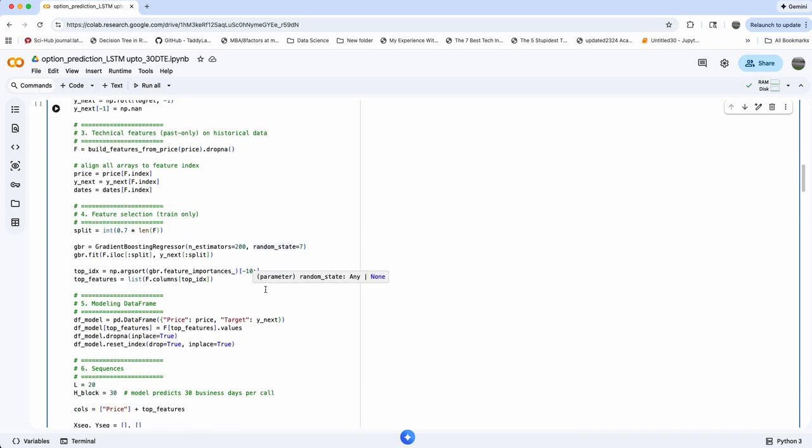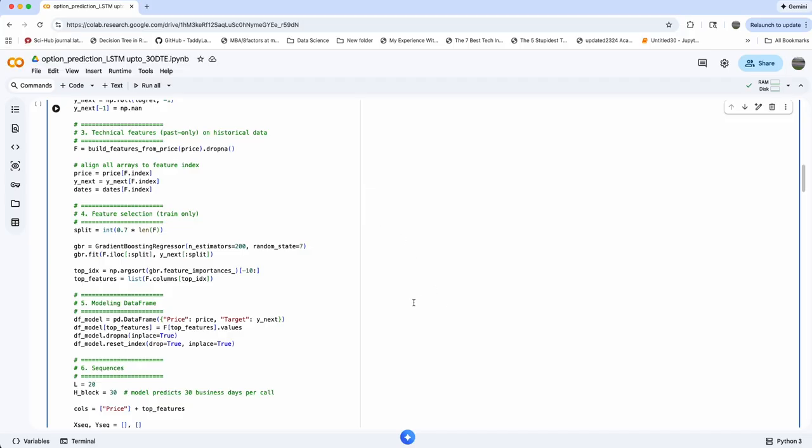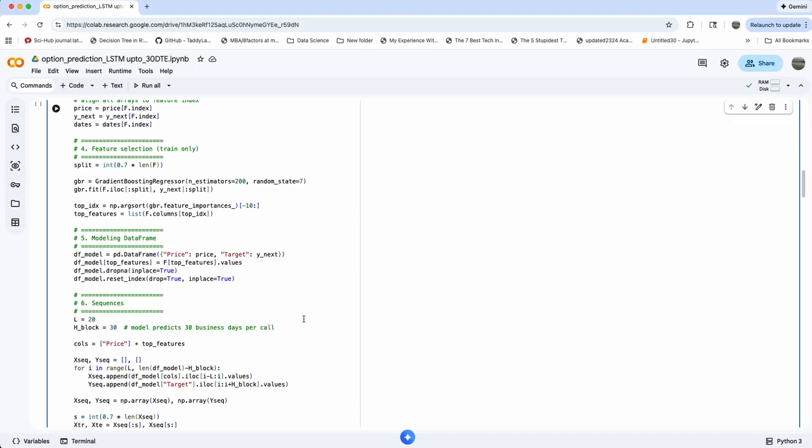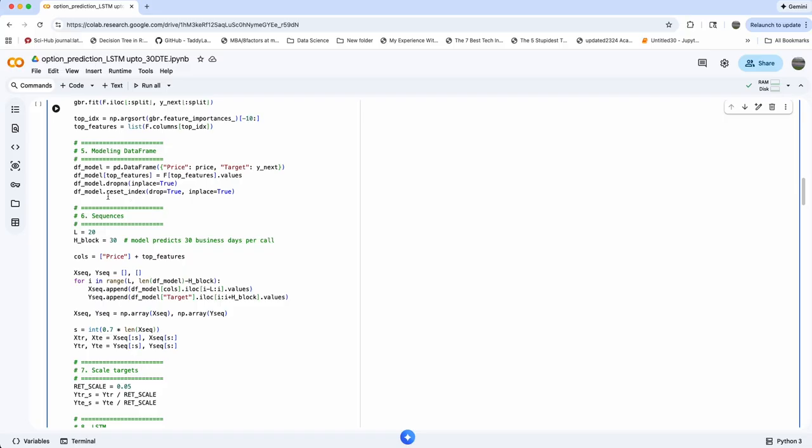So the way we do it, we use something called the gradient boost. As you can see, gradient boost regressor in here. And the idea behind it is that we find out what are the top 10 technical indicators, what are the most important technical indicators which determine the price movement. And once we use them, we take the top 10 of them to build the revised data frame, which will be provided to the LSTM model. As you can see, we revised it in here.